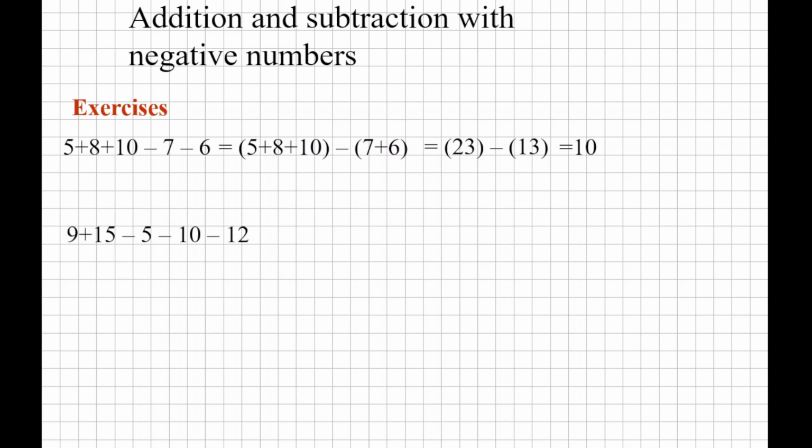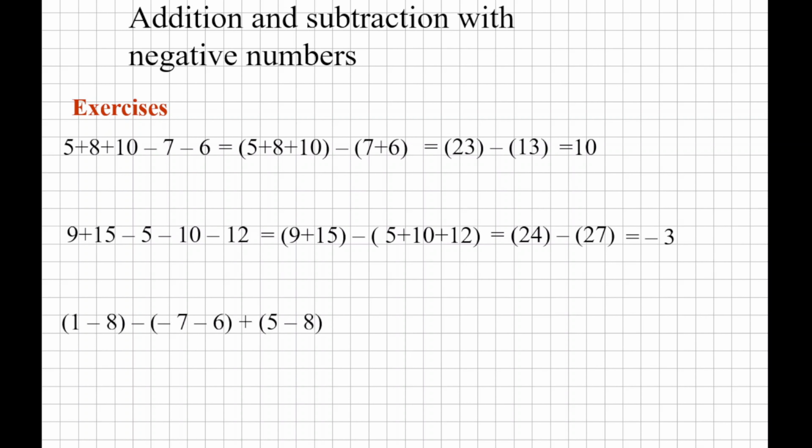Now the sum of the positive numbers is 24, and the sum of the negative numbers is negative 27. The result is 24 minus 27, which equals negative 3. In this example, first we will determine the number within each parentheses. 1 minus 8 equals negative 7. Negative 7 minus 6 equals negative 13, and 5 minus 8 equals negative 3. Now we determine the sign of each number. Negative 13 becomes positive, because negative times negative is positive. The other two numbers remain negative. The result is negative 7 plus 13 minus 3, which equals 3.